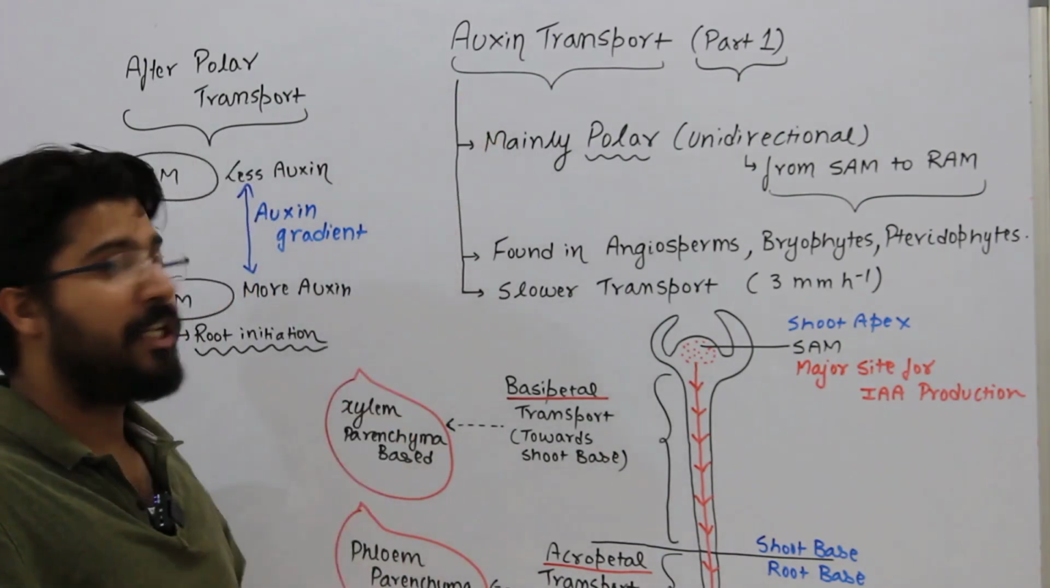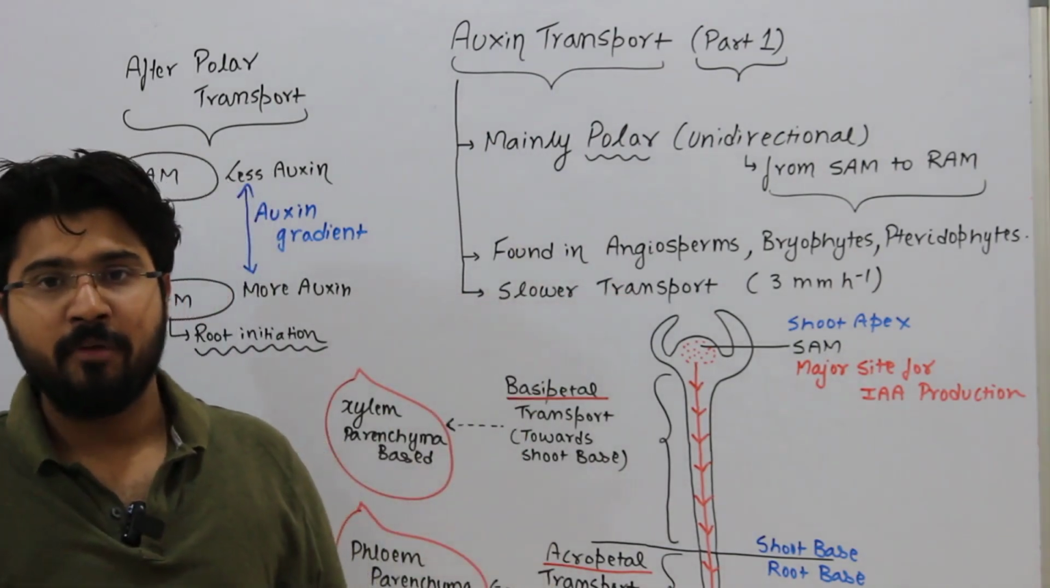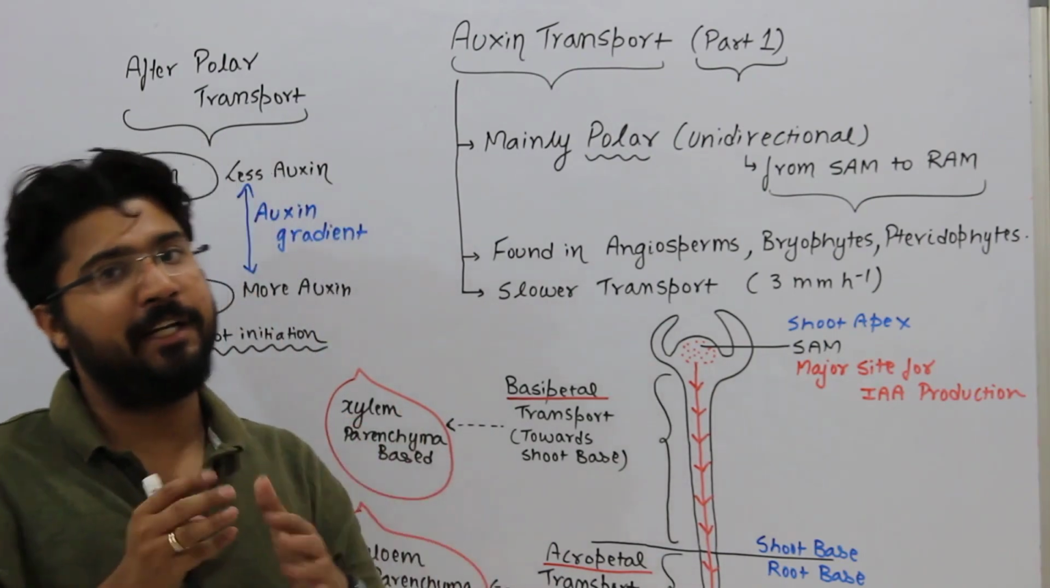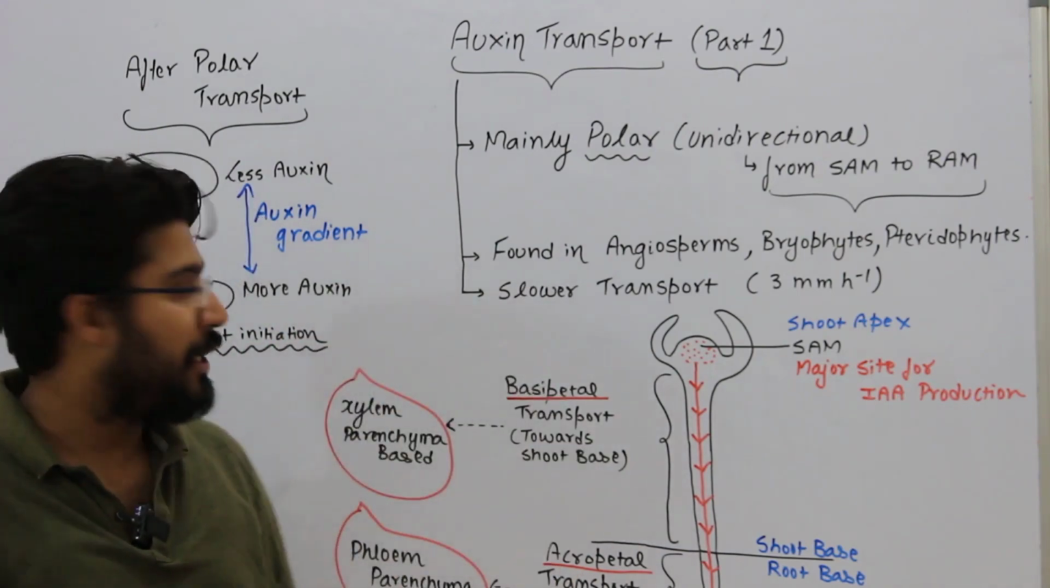Now, polar auxin transport has been found in higher plants, that is the angiosperms, and has also been reported from the lower plant kingdom like bryophytes and pteridophytes. So it is evenly distributed in the entire plant kingdom.